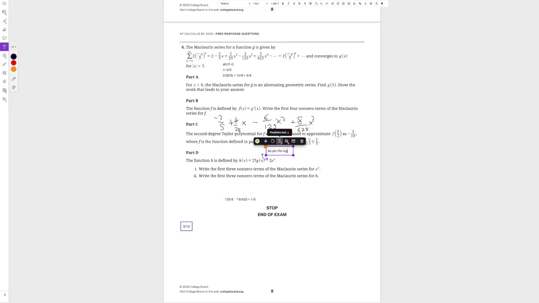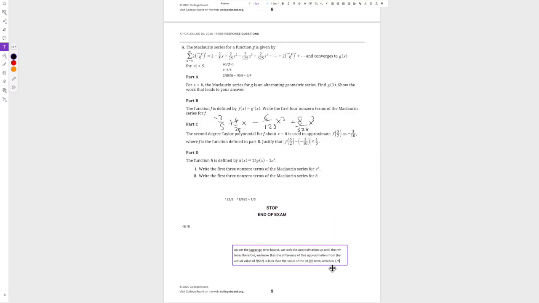So as per the Lagrange error bound, we did the approximation up to the nth term. Therefore, we know that the difference of this approximation from the actual value of f of 5 over 2 is less than the value of the n plus 1th term, which is 1 over 5. And that's your answer for part C.